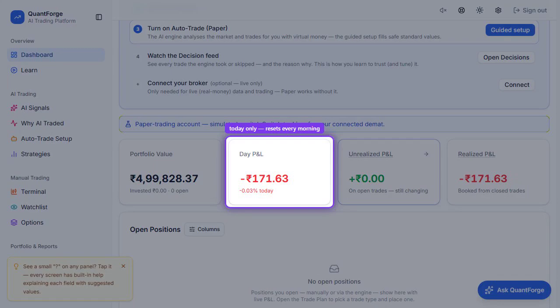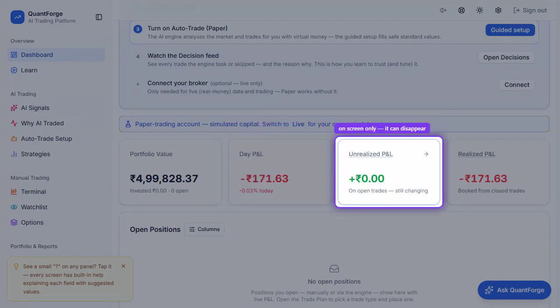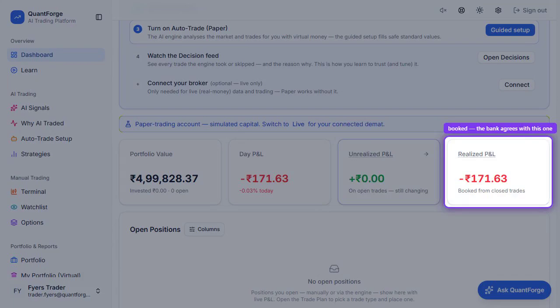Unrealized is profit that exists only on screen. The trade is still open, so the number keeps changing with every tick, and it can disappear. Realized is booked. The trade is closed, the money is settled, that number cannot change anymore. Beginners celebrate unrealized profit and get hurt. Watch realized, that is the only number the bank agrees with.